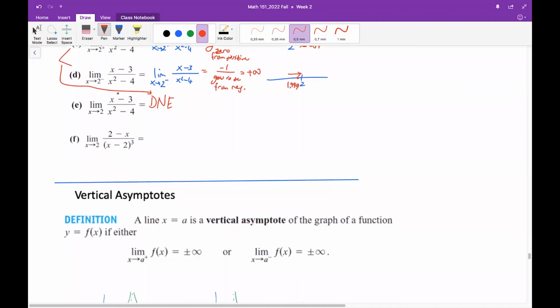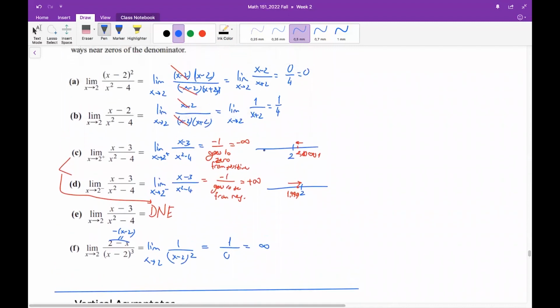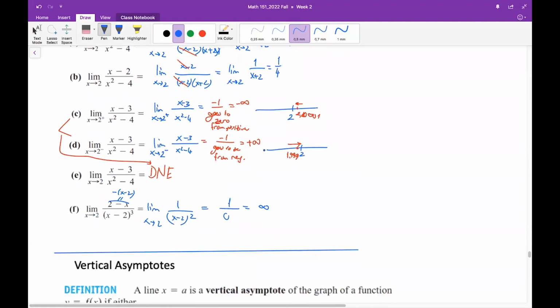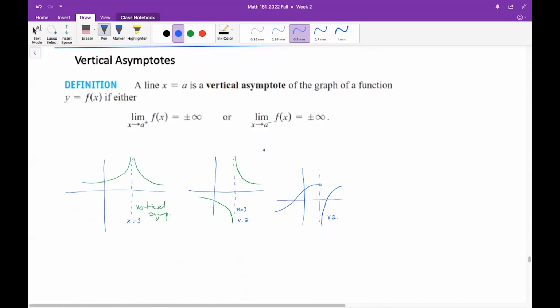Okay, the last one. What do we have here? You can rewrite this expression as minus x minus 2 and simplify. Then you will obtain 1 over x minus 2 squared. So this is kind of dividing 1 by 0, so it is plus infinity. Okay, so these examples show us different kinds of behaviors around the zeros of the denominator. This is related to vertical asymptotes, which is our next topic, okay?